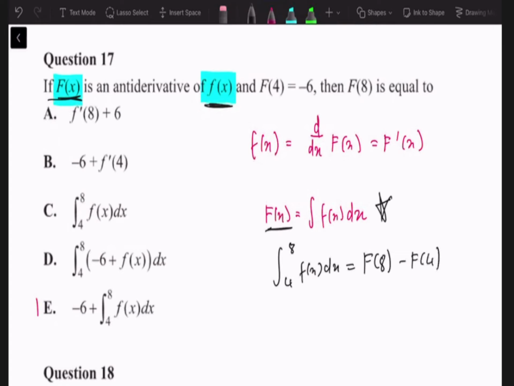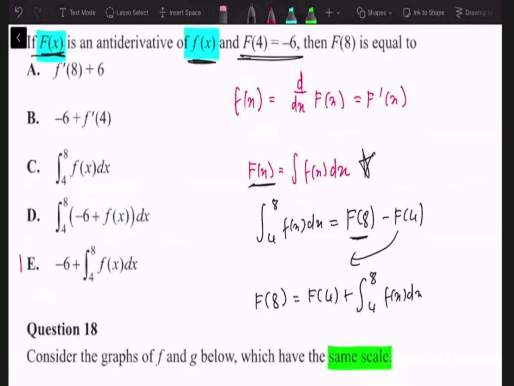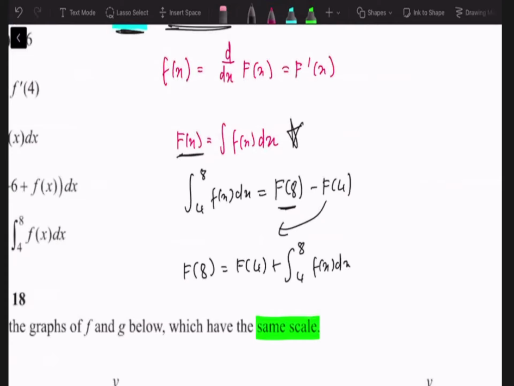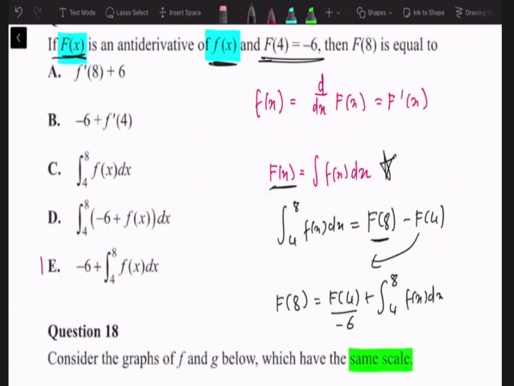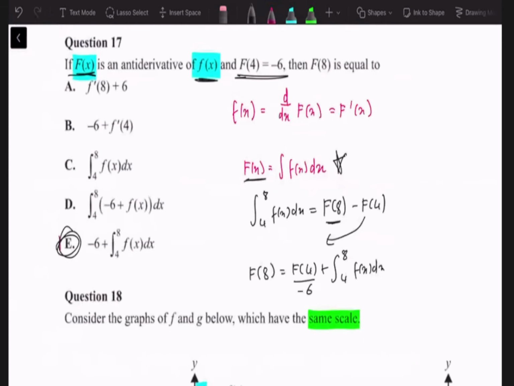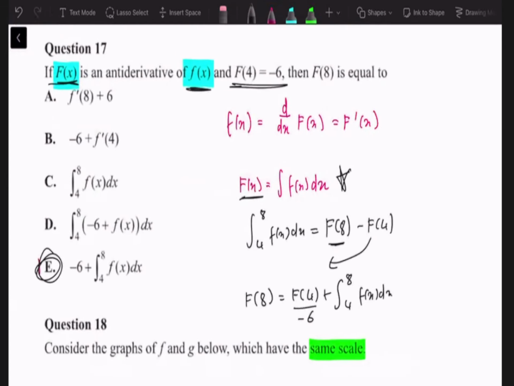If we just rearrange this, it's very simple. You just move this to the other side. F(8) is F(4) plus the integral from 8 to 4 of f(x) dx. And coincidentally, not really, because it's the point of the question, they've given you what F(4) is. So F(8) is just, replace this with negative 6, and it's going to be E. So yeah, just be careful of what the capitals mean.